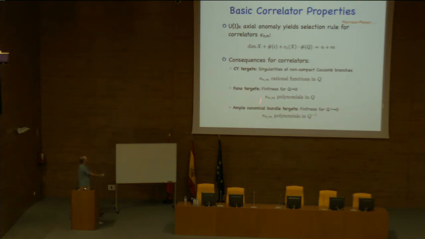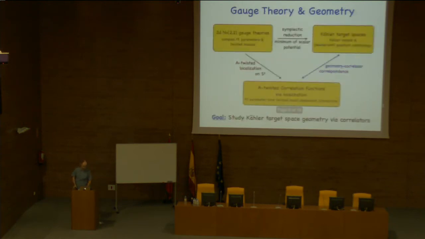The reason I'm mentioning this is that for these particular geometries, this already tells you that these correlators are very special, namely they're either rational functions in extreme cases or polynomials. So it's not so surprising what I'm going to tell you next: there might be relations relating these different correlators, and this is what we're going to exploit.